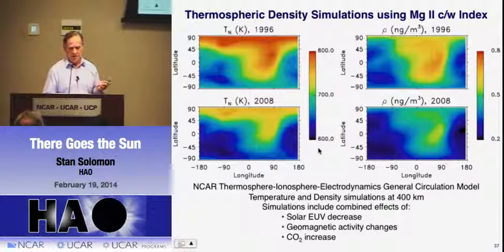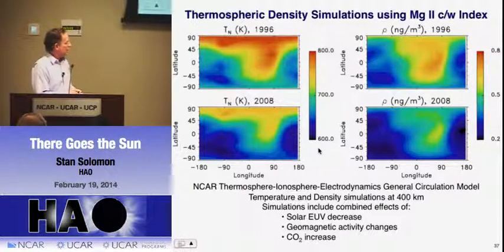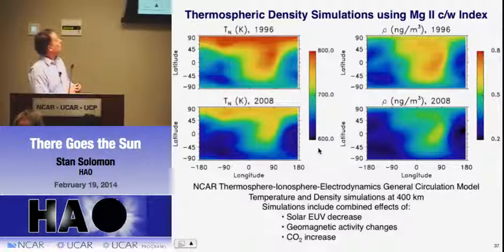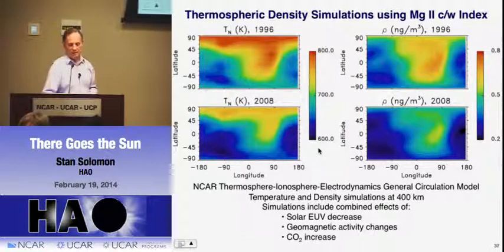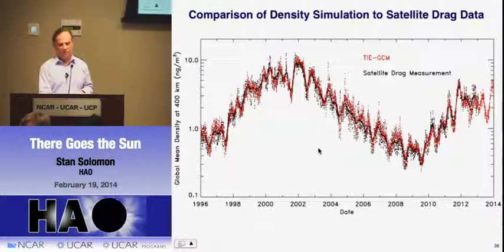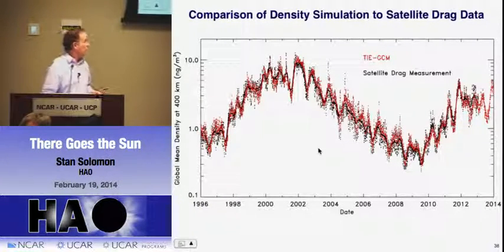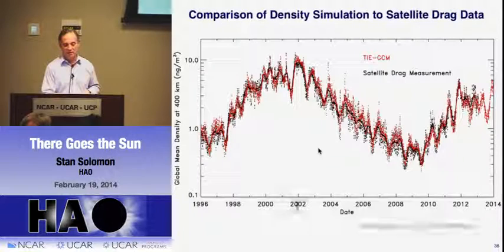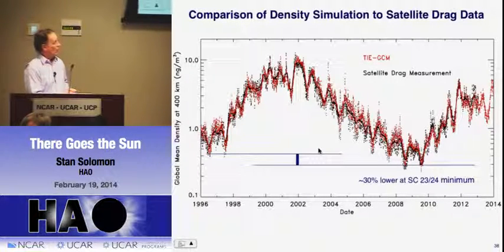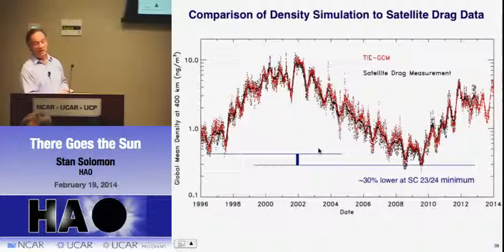So we're using actually the magnesium-2 quarter-wing ratio, but we could equally well use Lyman alpha as an indicator of EUV fluxes in the model. We put in the solar EUV change, the geomagnetic activity change, and the carbon dioxide increase. And we get, of course, a much cooler atmosphere and a much lower density atmosphere from 1996 to 2008. So when I showed this plot before, and we were talking about the dots and the solar rotation and the solar cycle, what I neglected to point out was that this solar minimum is, in fact, in our model runs and in the satellite data, about 30% lower than in the previous solar minimum.